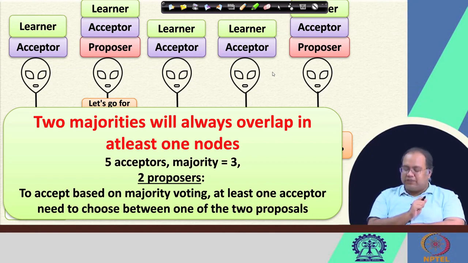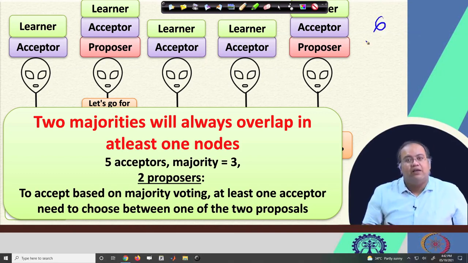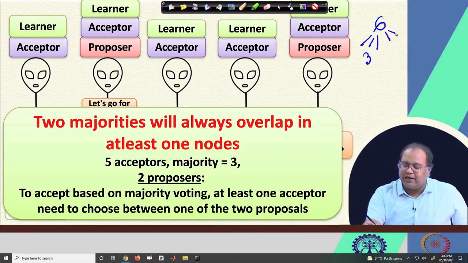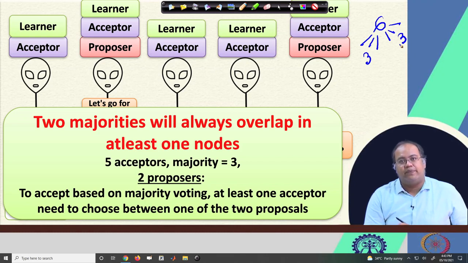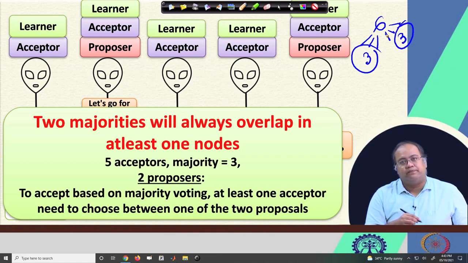Why do we have this constraint? Because if you have 5 nodes, it is much easier, but assume that you have 6 nodes, then what is the majority? If you have 6 nodes, then 3 is not the majority. Why is that so? Because if 3 were the majority, then you can have 3 nodes which are accepting one thing and 3 other nodes which are accepting a different thing. So then I do not have anything in common between these two. So, that way 3 cannot be a majority when your number of acceptors is 6.